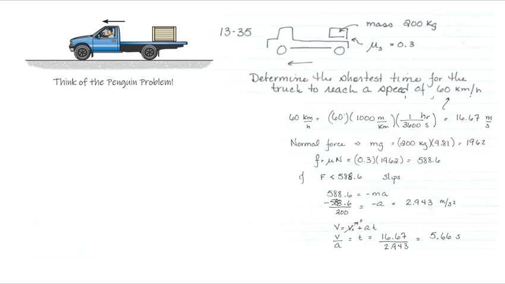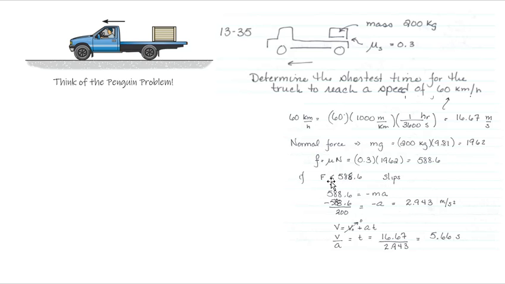And then finally, I've got another one that looks an awful lot like the penguin problem that we've done in the past. We want to determine the shortest time for the truck to reach a speed of 60 kilometers per hour, so that the box does not slip off the back. We're told that the mass of the box is 200 kilograms. Its static friction coefficient is 0.3, and we can do the normal force. We have to calculate our normal force in newtons.